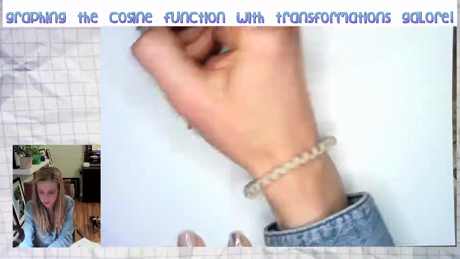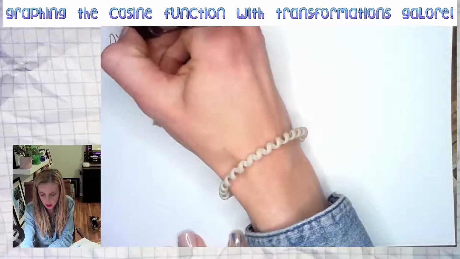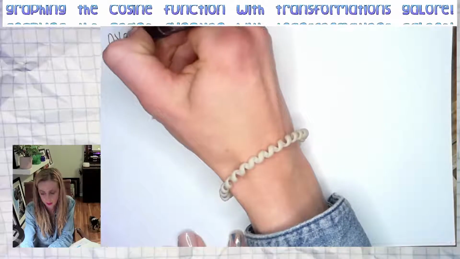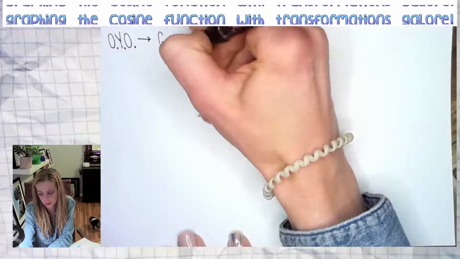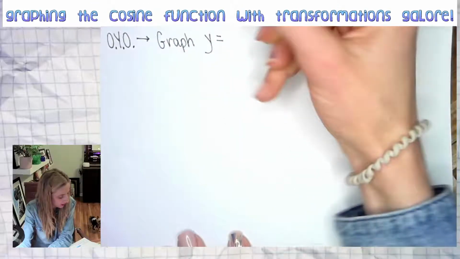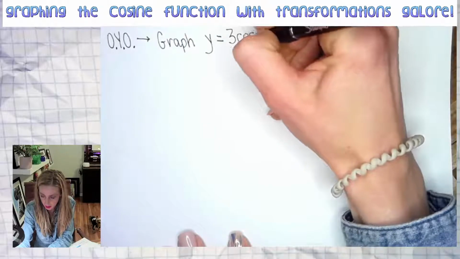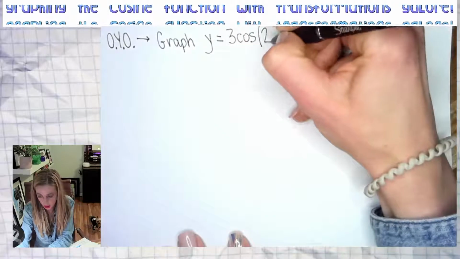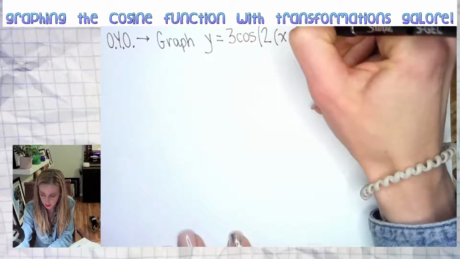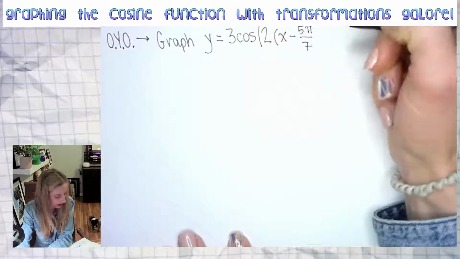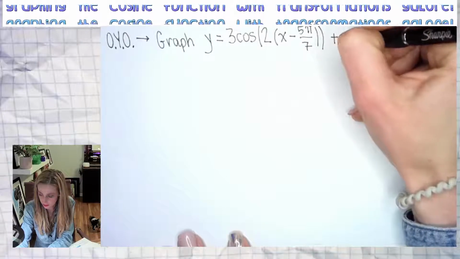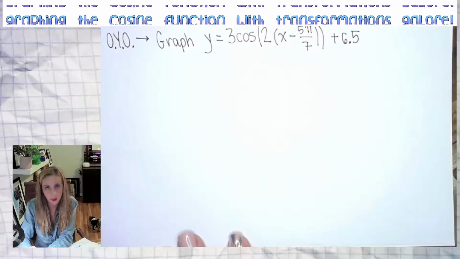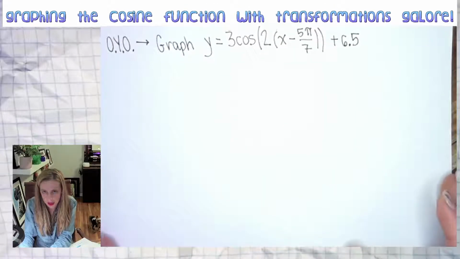Ready? On your own. Graph y equals 3 cosine of 2 times the quantity of x minus 5 pi over 7 plus 6.5. Only really graph what matters.